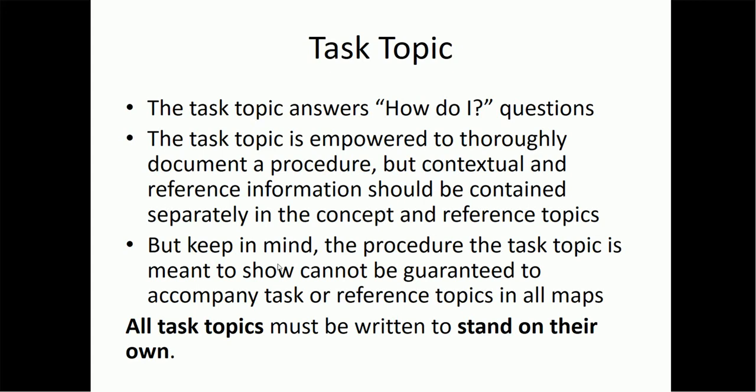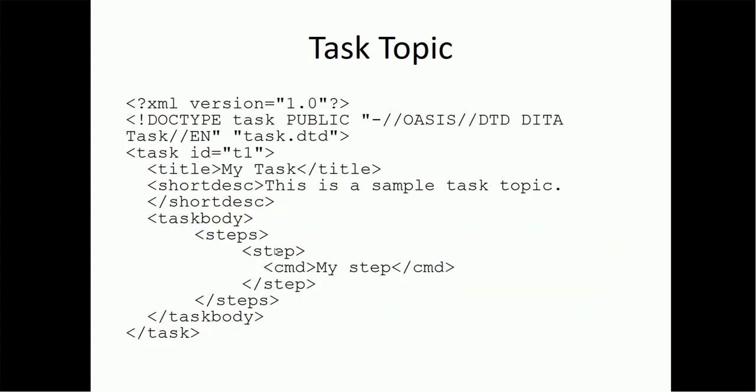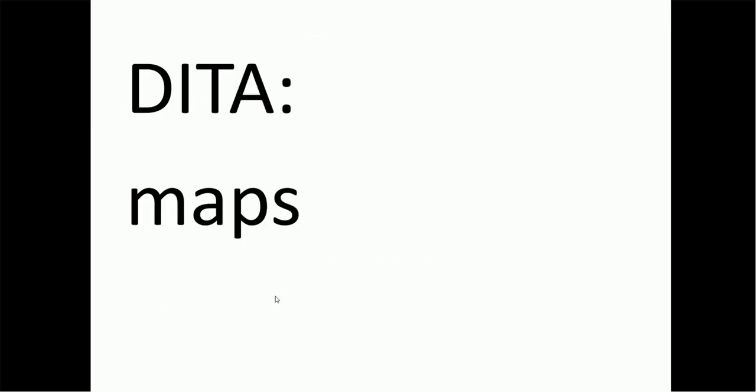Keep in mind that the procedure the task topic is meant to show cannot be guaranteed to be accompanied by the concept or reference topics. I think I wrote that a little bit incorrectly there. All task topics must be written to stand on their own. So it looks kind of like this. Task doc type declaration, which points to a task DTD, and then it has steps and things that are unique to documenting tasks. So in order to tie those all together, we have this notion of the DITA map.